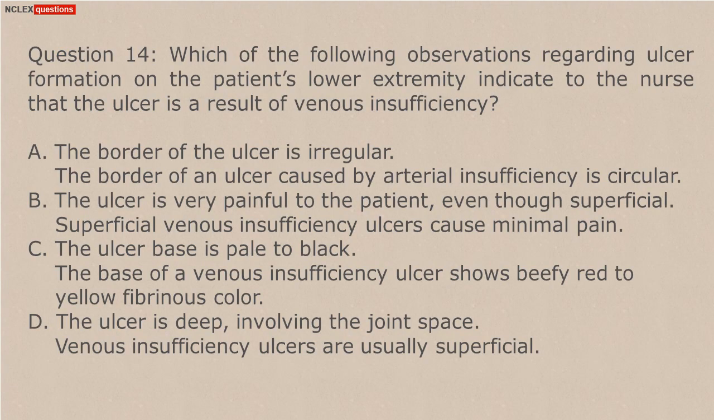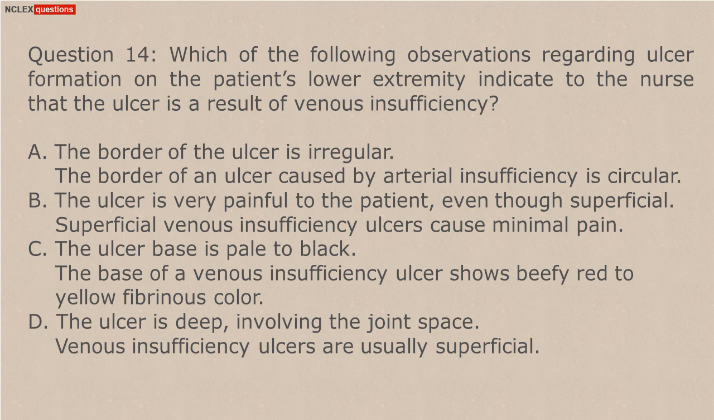Question 14. Which of the following observations regarding ulcer formation on the patient's lower extremity indicate to the nurse that the ulcer is a result of venous insufficiency? A. The border of the ulcer is irregular. The border of an ulcer caused by arterial insufficiency is circular.